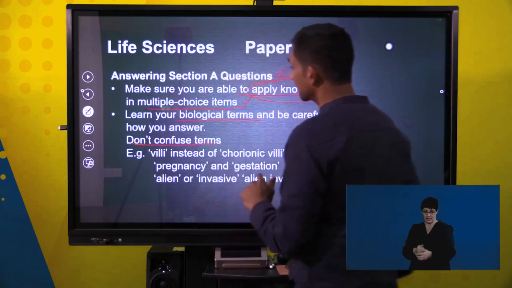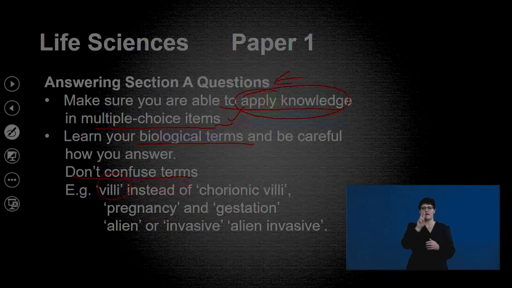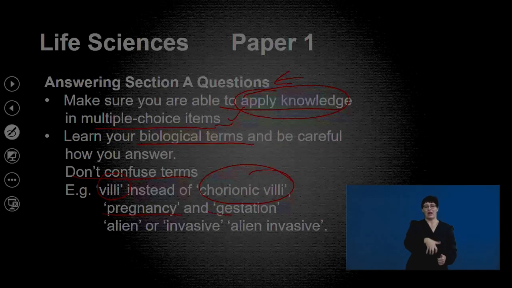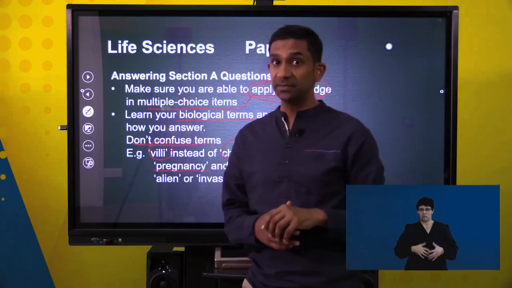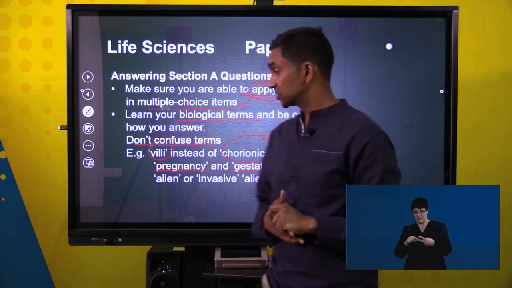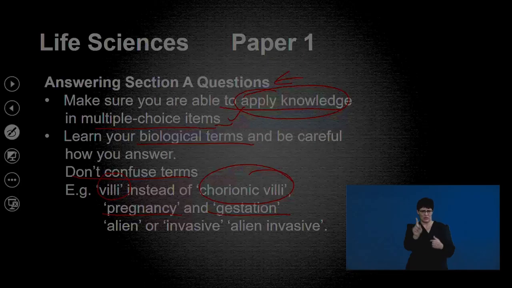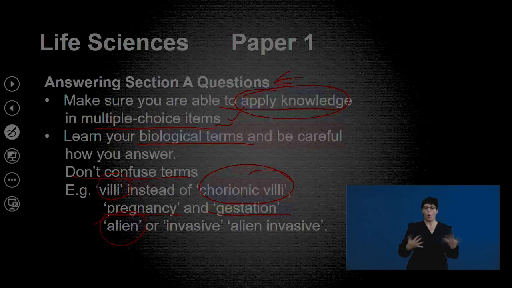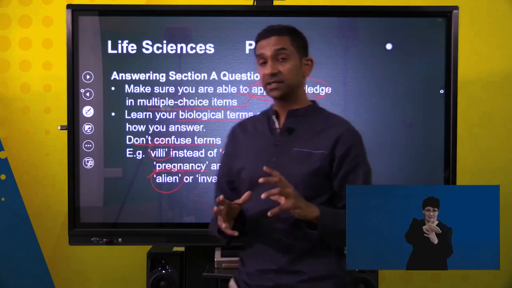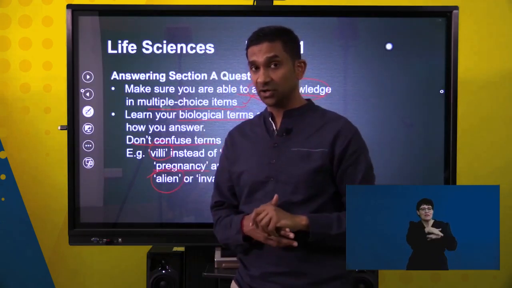You'll find that there are terms such as villi and chorionic villi that are easily used but often misunderstood. Concepts of pregnancy and gestation do not mean the same, but we tend to use them, often incorrectly. So it's important that we understand the differences between these terms. We often see learners confusing the terms alien versus alien invasive. And these are concepts that stem from your basic understanding of the content.